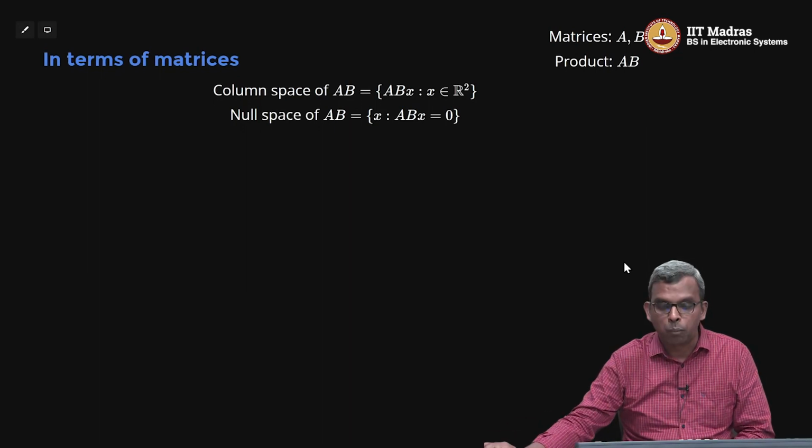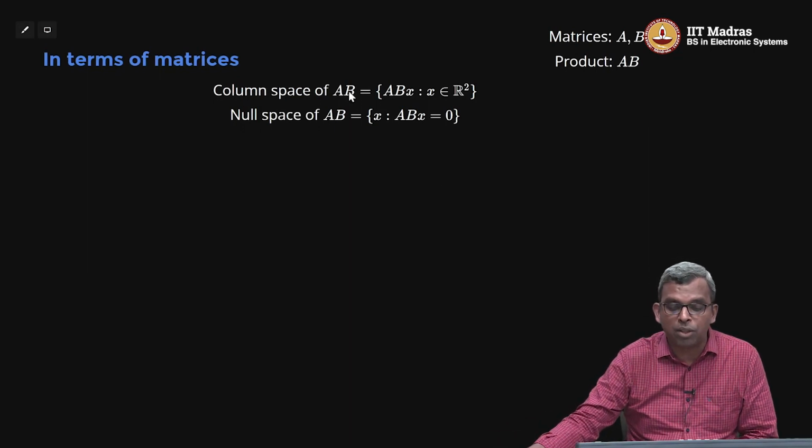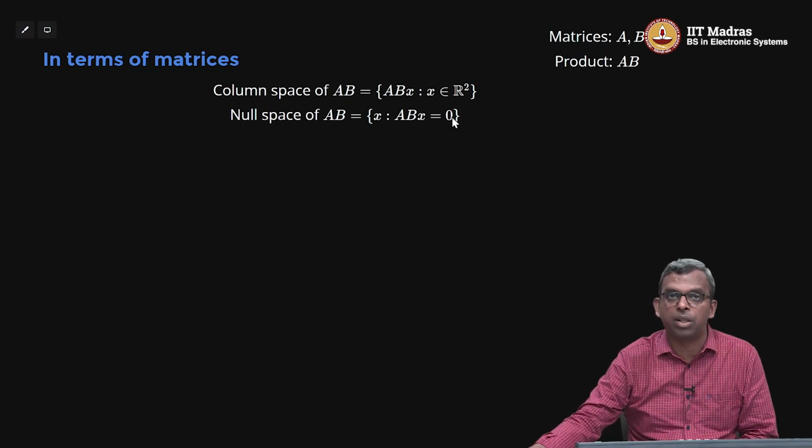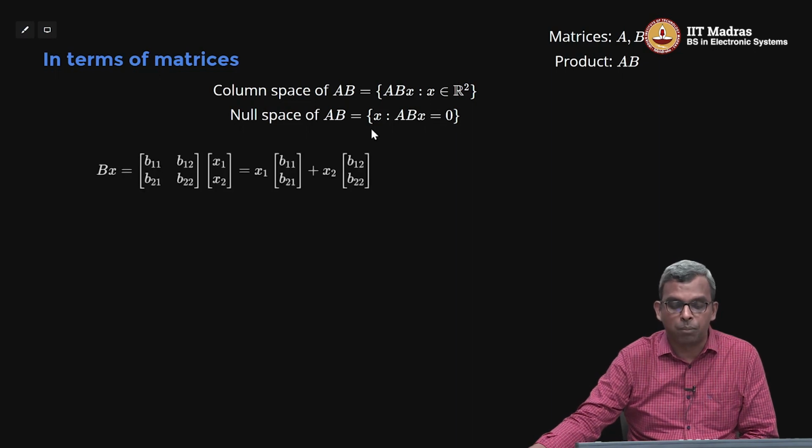of matrices. Okay. So the column space of AB is the set of all ABx for all x in R2. Okay. The null space of AB is the set of all x such that ABx equals 0, right. So this is what is going on with the column space and null space of AB. Okay. Now what is Bx? Bx is the matrix B multiplied by x1, x2, which is the same as x1 multiplying the first column plus x2 multiplying the second column. Okay, so this is a crucial fact about Bx.